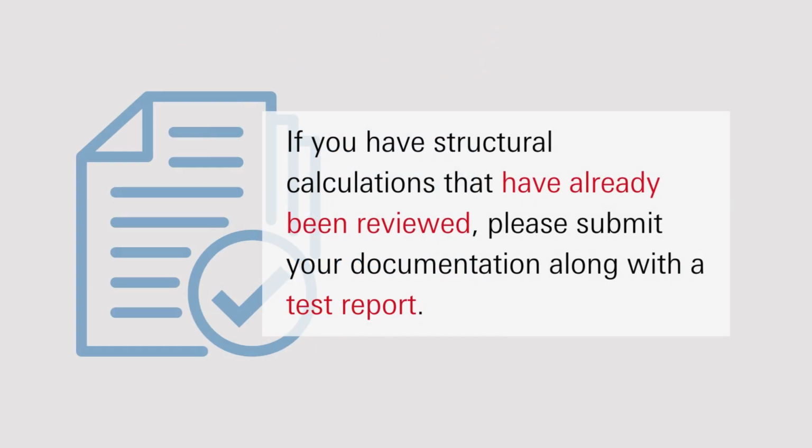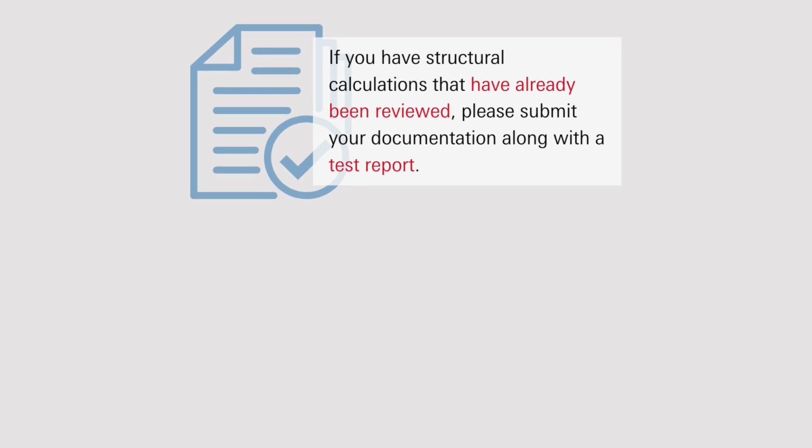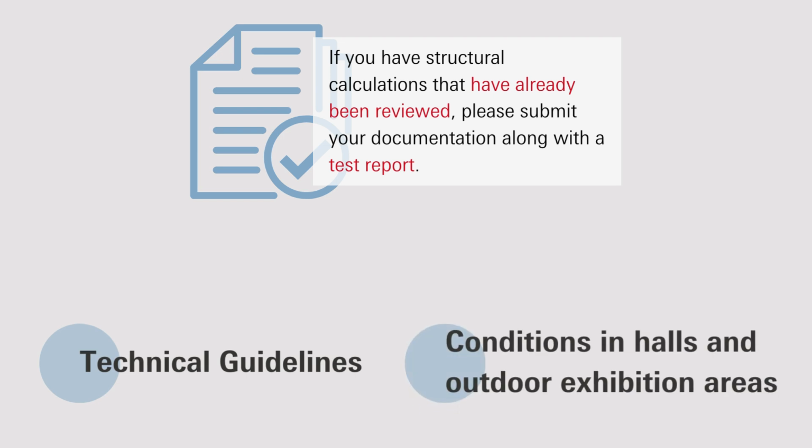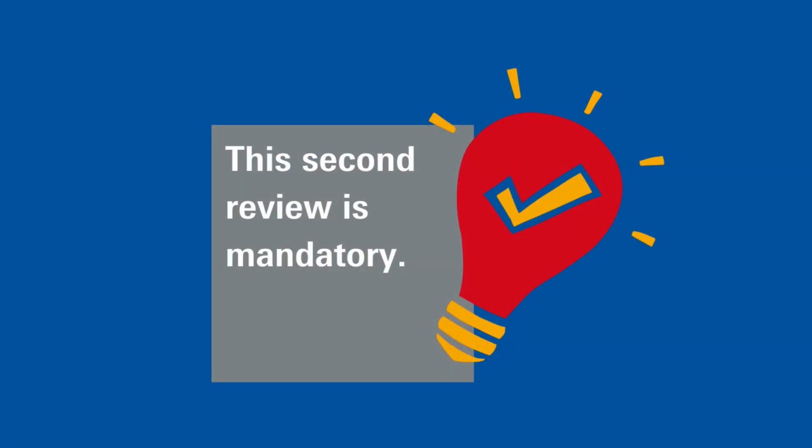The next step is a review of your structural documentation by a second independent structural engineer. If you have structural calculations that have already been reviewed, please submit your documentation along with a detailed test report. The review must be performed on the basis of the requirements set out in the technical guidelines and of the conditions in the individual exhibition halls and outdoor exhibition areas. This is important for ensuring safe conditions on our exhibition grounds. That is why the second review is mandatory for every stand requiring a structural inspection.